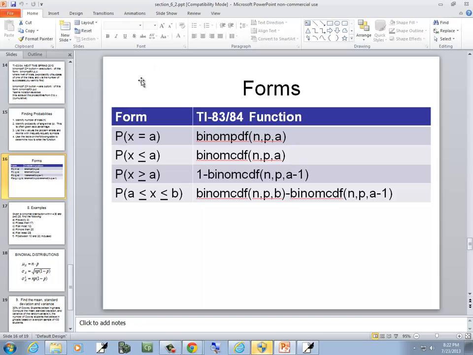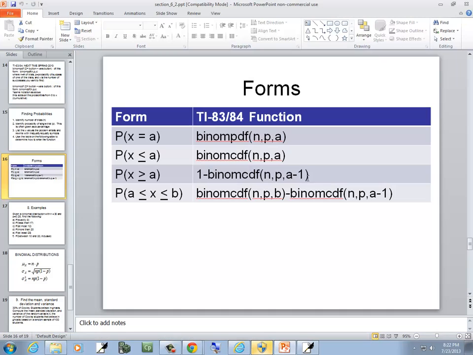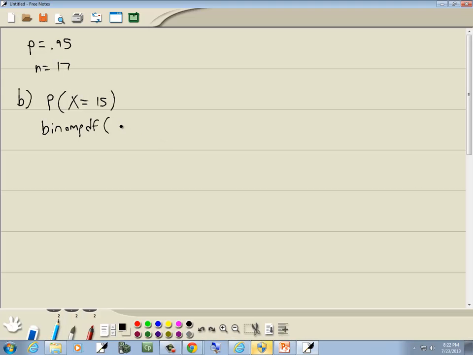Well, this tells us that when we want the probability that x is equal to a value, we're going to use binom PDF. So this one will be binom PDF, and the order of our parameters is the n, p, and then the A. A is the number that's right here. So n was 17, p is 0.95, and then 15. That's our A. And we just plug that in the calculator, and it'll give us our answer. Now C.